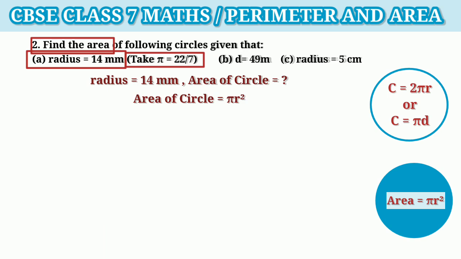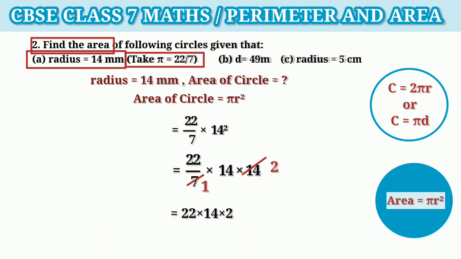We have 22/7 into 14 square, that is 22/7 into 14 into 14. We will cancel 7 and one 14 using 7's table. 7 ones are 7, 7 twos are 14. Let us now multiply the remaining numbers, which are 22 into 14 into 2. On multiplication, this gives the answer 616 square millimeter. So the area of the circle is 616 square millimeter.